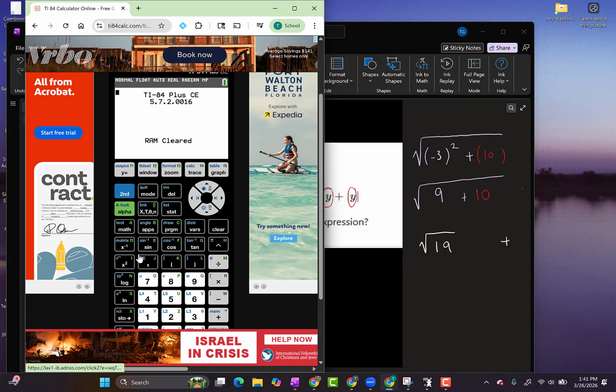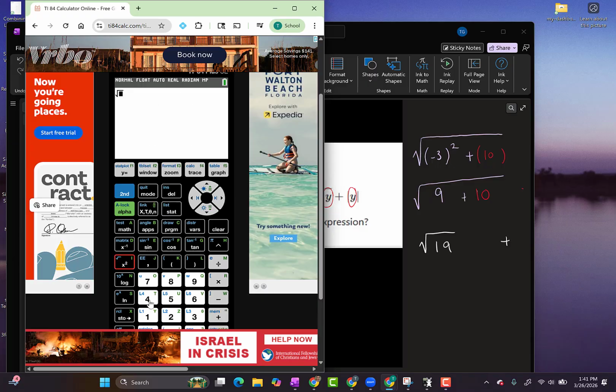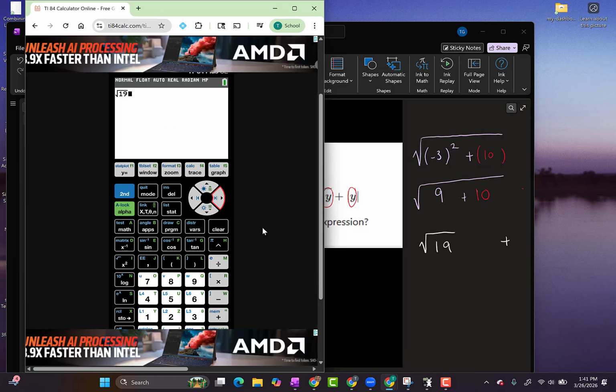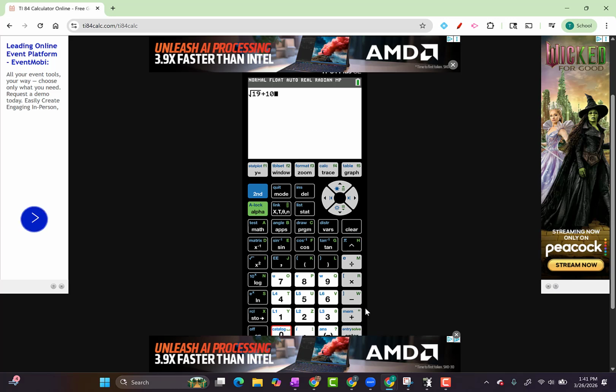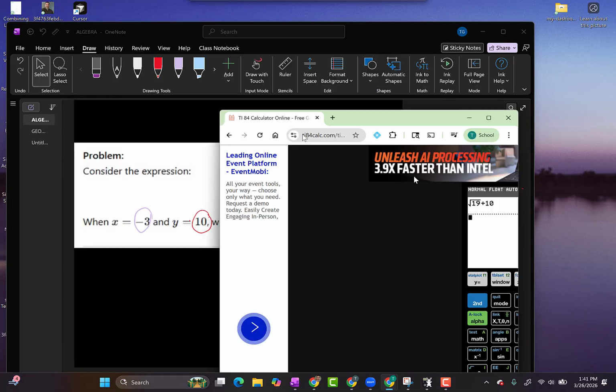All right, so to type this in the calculator, we want the square root of 19. The square root button on this particular calculator is you hit the second key, and then x squared, and then type in 19. Hit the right arrow key to get out of that square root, and then plus 10. And we get our answer 14.358. If they want you to round it to the nearest tenth, it would just be 14.4.